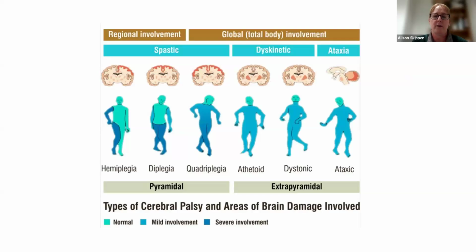This also shows us how we describe cerebral palsy depending on the area of the brain that's involved. So we have, again, the spastic, dyskinetic, and ataxic cerebral palsies. Spastic can then be further broken down into hemiplegic, diplegic, and quadriplegic. Hemiplegia is where one side of the body is affected. In this diagram you can see it's the left motor cortex that's affected, the red area on the brain, and so it's the right side that has the hemiplegia.